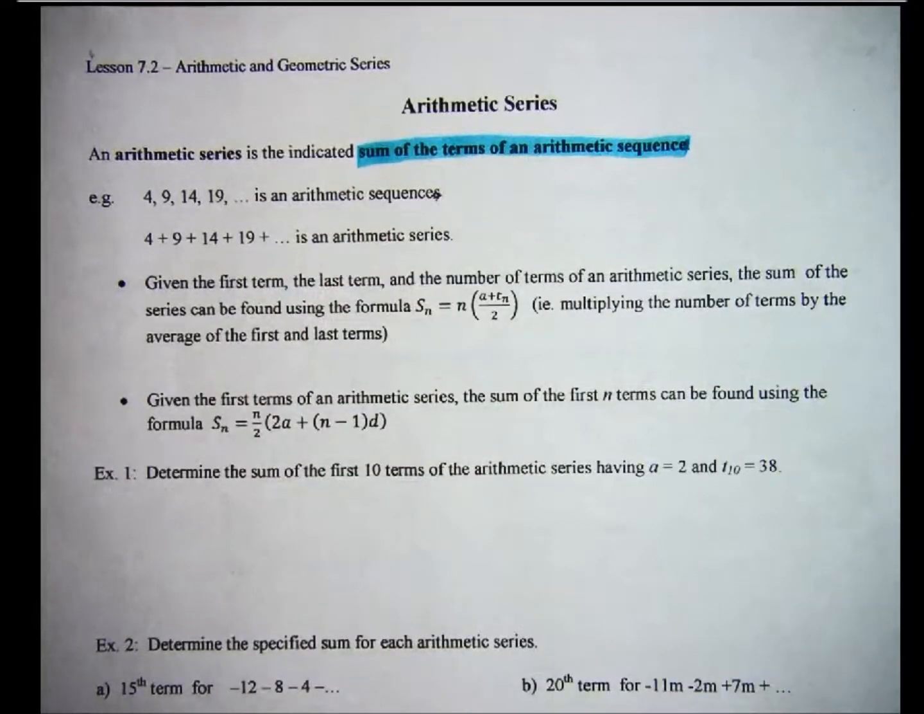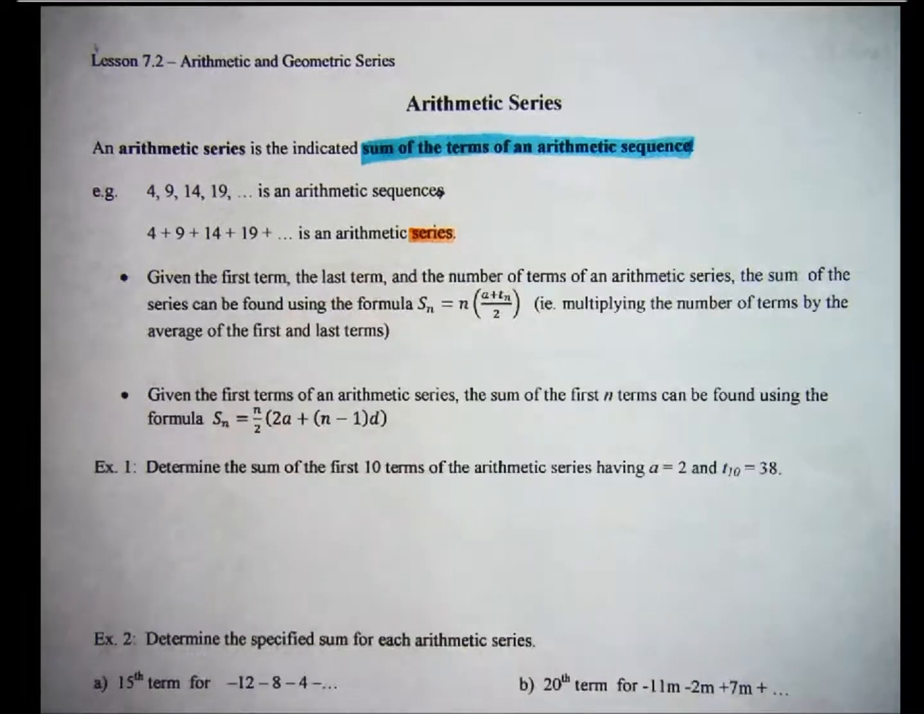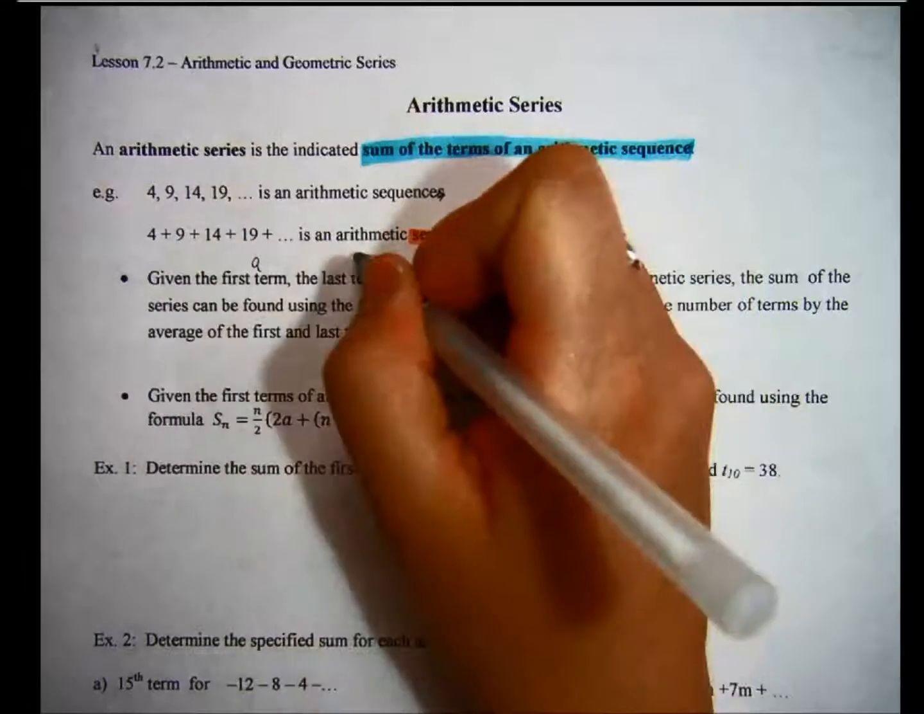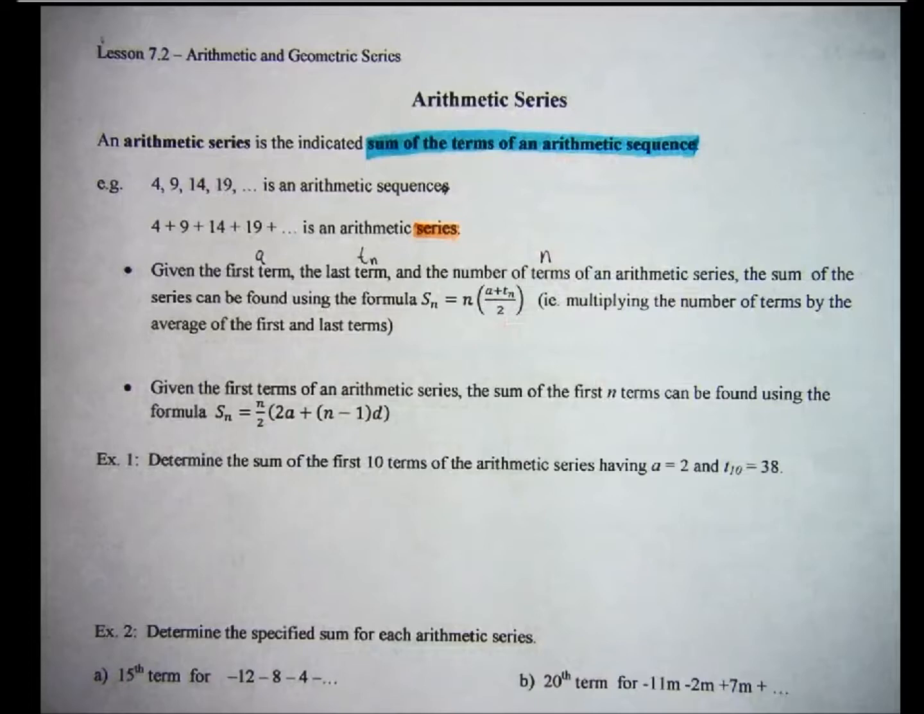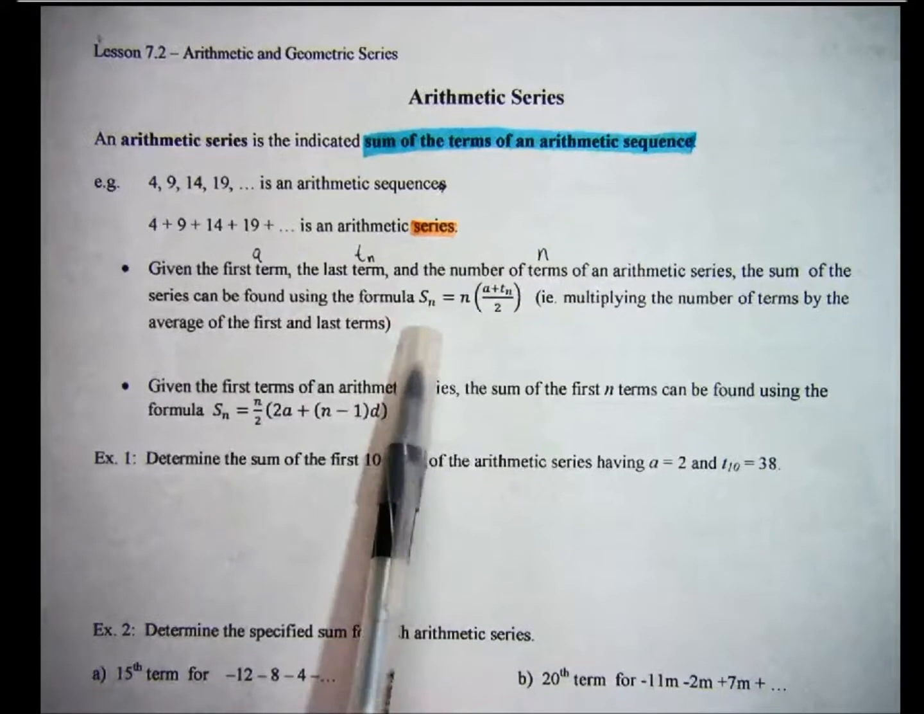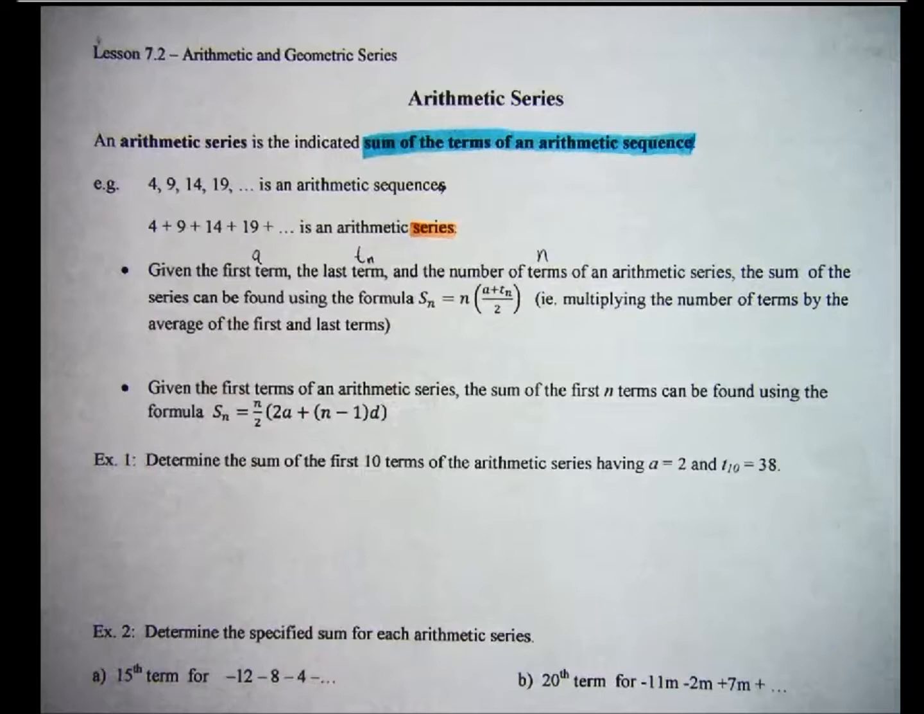Whereas 4 plus 9 plus 14 plus 19, the terms themselves are still in an arithmetic sequence, but because you are adding them together, this is called an arithmetic series. Given the first term a, the last term Tn, and the number of terms n, the sum of the series can be found using this formula: Sn equals n times (a plus Tn) over 2. So you're multiplying the number of terms by the average of the first and the last terms.